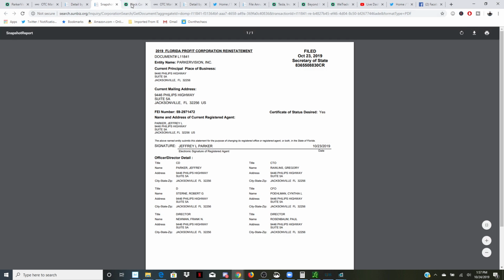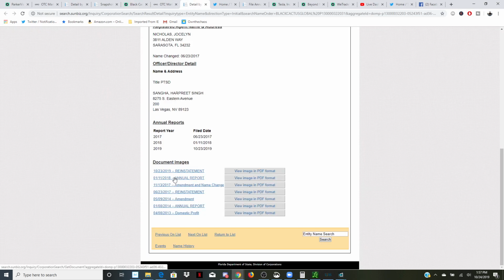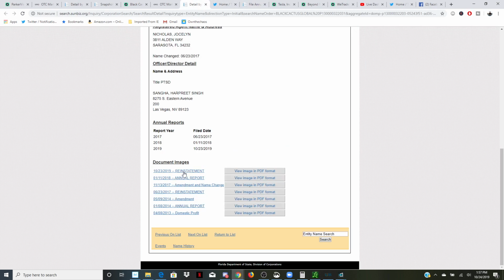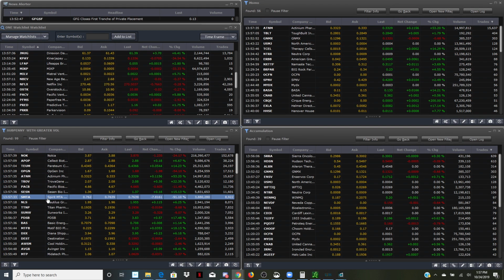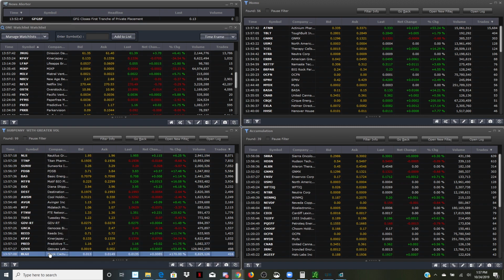The big one for me, I was surprised that it ran as much as it did, was BLGI. Same situation. BLGI, you see the reinstatement, the last annual report was in 2018. And even though it was in January of 2018, they missed it for September. They have to have it in by September 3rd, just like I was saying, or the third Friday in September, right here, third Friday in September. So they missed that third Friday in September, and it went crazy. It actually was up as high as 300% today. So it showed up on my unusual volume scanner, and people are flipping out. But the officers stayed the same.